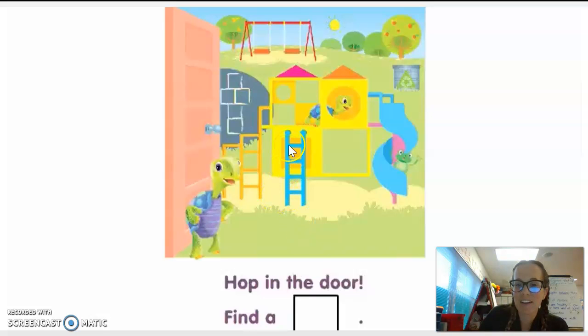I see some on the ladders, on the hopscotch, on the door, even on the big playground. Square.